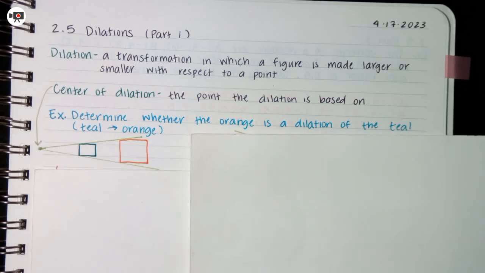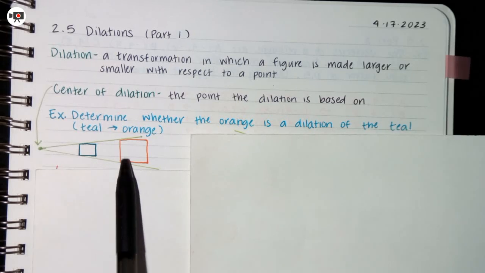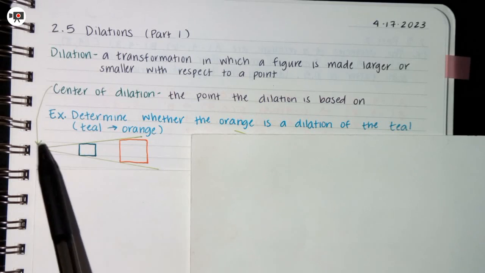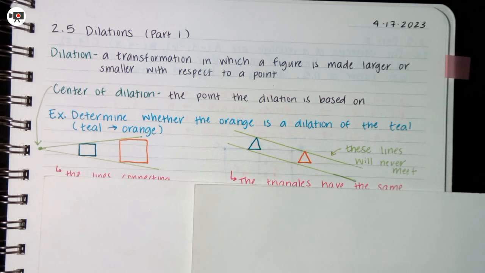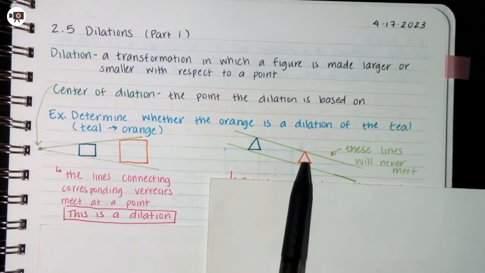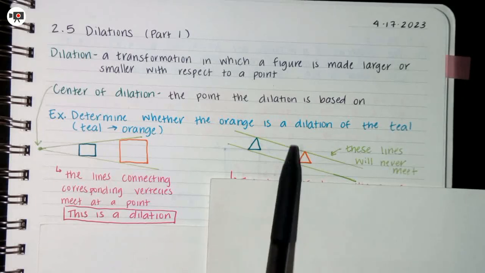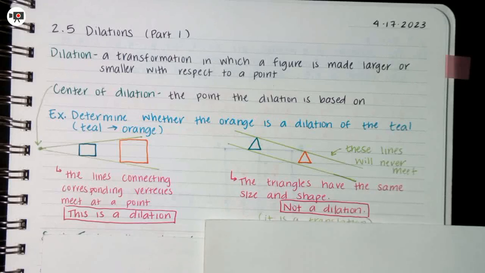Looking at these two squares, I can see the teal is smaller than the orange, and if I connect corresponding vertices, I see that they will meet at this point. That point is the center of dilation. In looking at these two triangles, I can see they're the same size, and if I connect their corresponding vertices, these lines will never meet because they are parallel, and the triangles have the same size and shape, so this is not a dilation, but it is a translation.